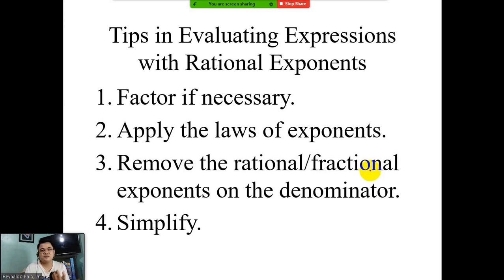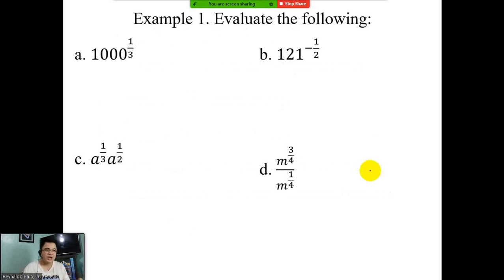Okay, so it's just fine if the rational exponents are on the numerator but not on the denominator. That's why we had to do something for it. Then, fourth, of course, simplify. Example 1, evaluate the following.